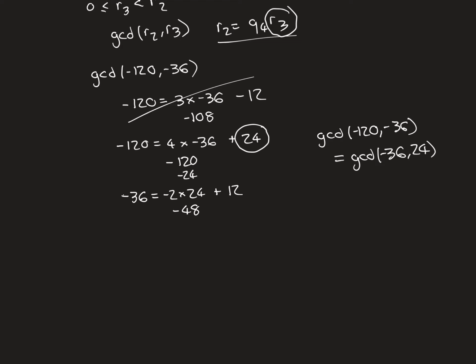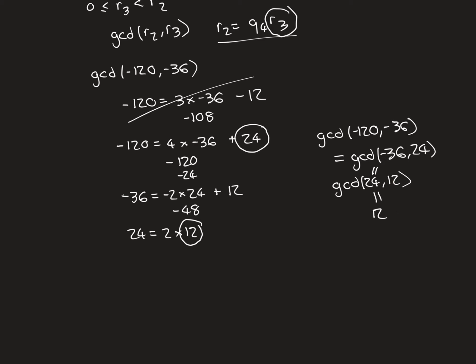So we can now conclude then that GCD of negative 36 and 24 is going to be the GCD of 24 and 12, and now you can see that 24 is just a direct multiple of 12, so it's 2 times 12, so that's where you stop. We now know that this GCD must be 12, because it divides 12 and it divides 24, and nothing bigger than that can be a common divisor of these two, because it can't divide 12. Nothing bigger than 12 is ever going to divide 12, so you're done.